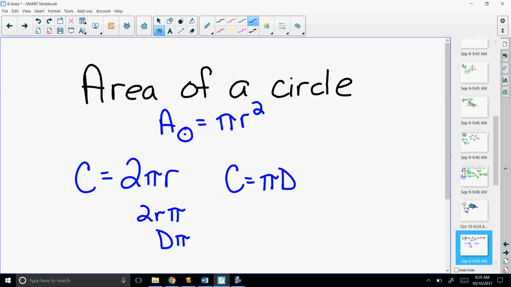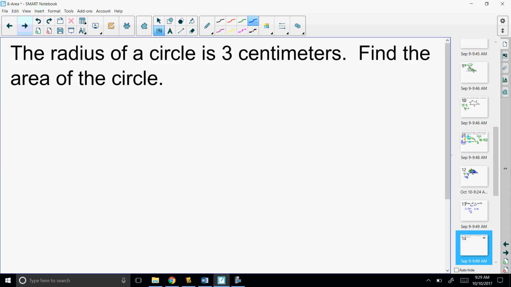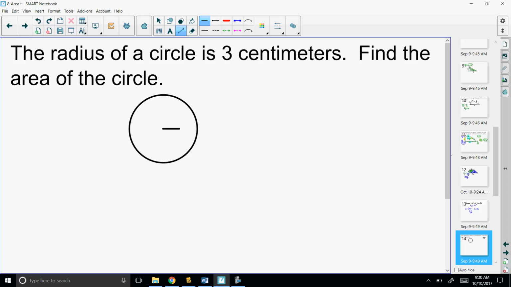So if I told you a problem like this, there's no figure, you might have to draw the figure. The radius of a circle is 3 centimeters. Find the area of the circle. Well, visuals help some people. So if I can get a picture, the radius is what? The radius is 3 centimeters. There's a figure right there. They're asking you to find the area of the circle.